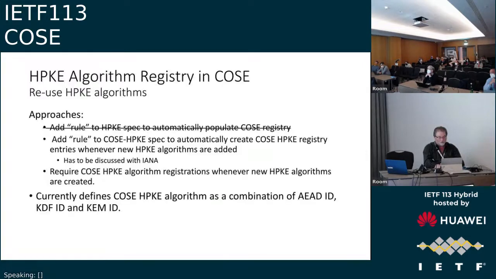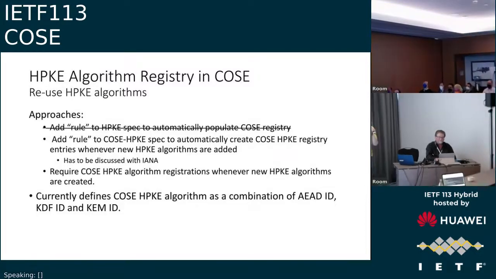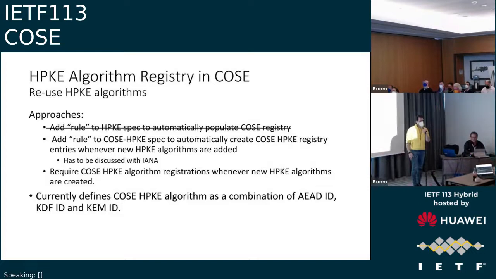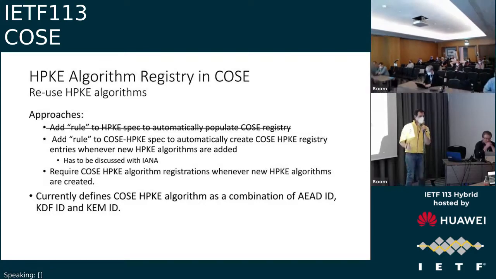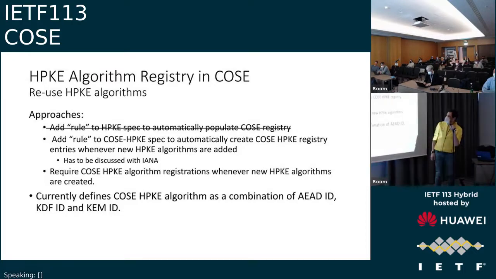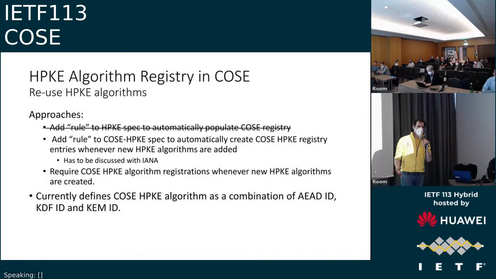Okay, the open issues. So we talked about the algorithm registry, and the group wanted to have an efficient way to reuse the HPKE defined algorithms. Obviously for the currently defined algorithms, there isn't really a problem because they are listed in the now RFC, and they will be put into the document and registered. But the question is, what happens going forward with new algorithms? And we discussed primarily the first approach, which was to add a rule in quotes to the HPKE specification to then automatically populate values in the COSE registry.